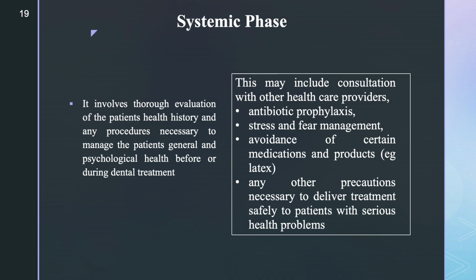And the treatments that are included in the systemic phase are such as antibiotic prophylaxis, perhaps the patient is a cardiac patient, stress and fear management, avoidance of certain medications or products if the patient has certain allergies, and any other precautions necessary to deliver treatment safely to patients who have serious health problems. So basically all the medically compromised patients will come under this phase, and each patient is unique.